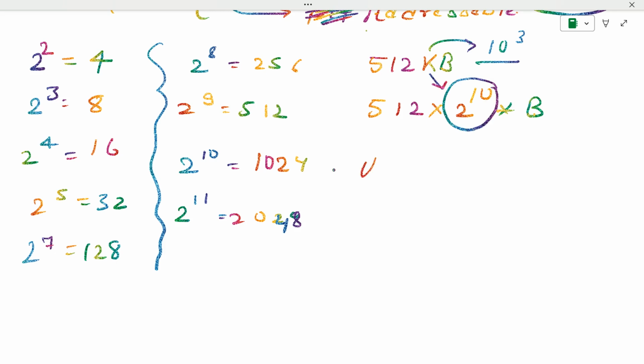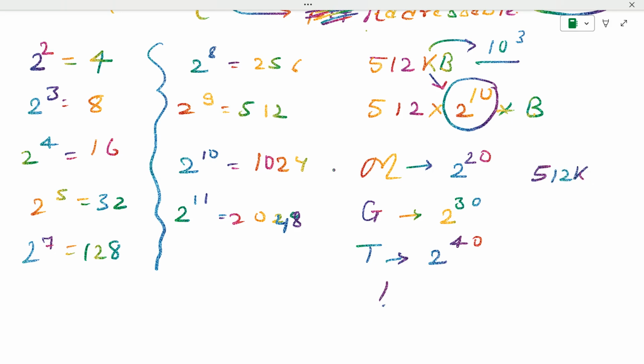If we talk about mega, it is 2 raised to the power 20. If we talk about giga, it is 2 raised to the power 30. If we talk about tera, it is 2 raised to the power 40, and so on. So whenever we are saying 512 KB, that means 512 into 2 raised to the power 10 bytes. So this kilo means 2 raised to the power 10. That I want to clarify from this.